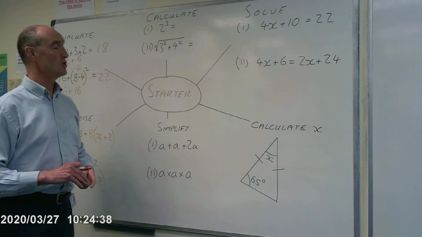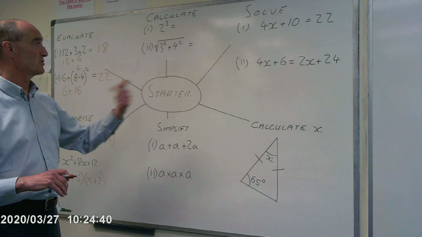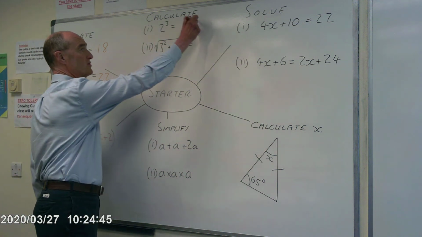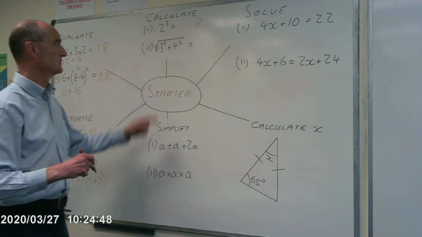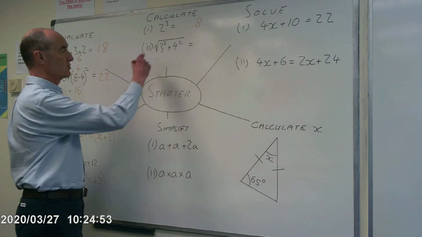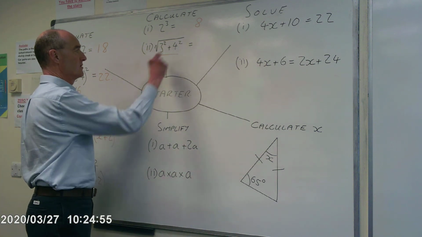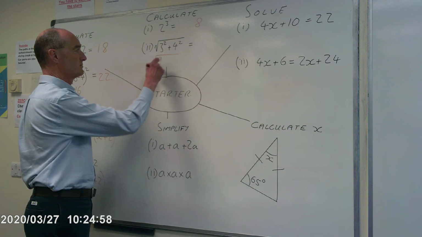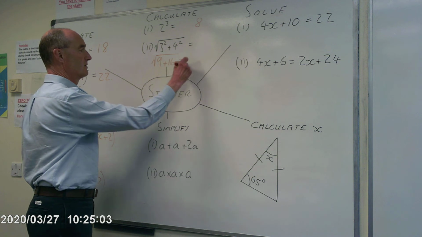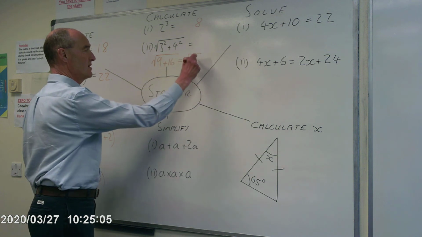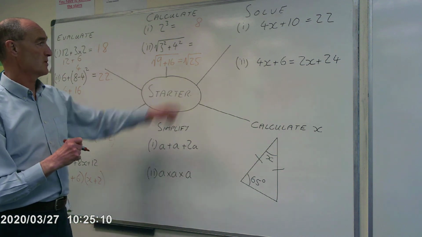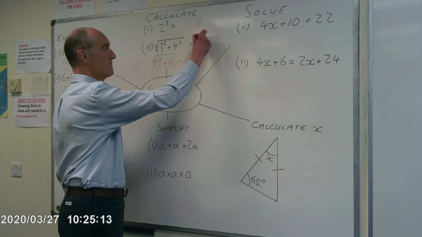Calculate 2 cubed. 2 cubed is 2 times 2 times 2. 2 times 2 is 4. 2 times 4 gives me a solution of 8. Now 3 squared plus 4 squared inside the square root sign. 3 squared is 9. 4 squared is 16. Still inside the square root sign, the 9 add the 16 gives me a square root of 25. So my solution, the square root of 25, is going to be 5.